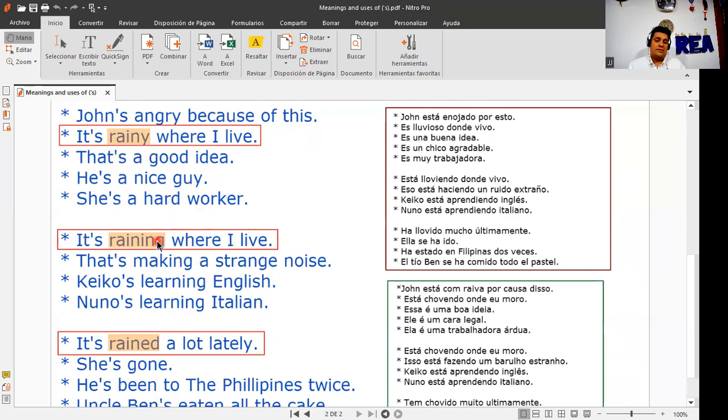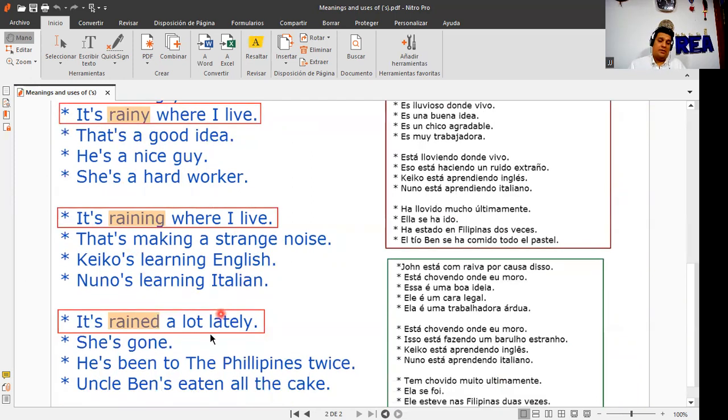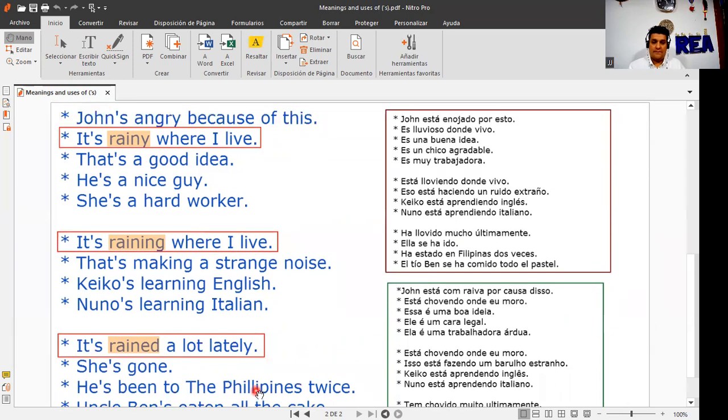Second examples, I'm talking about present continuous. It's raining where I live, that's making a strange noise, Keiko's learning English, Nuno's learning Italian. And third examples, I'm talking about present perfect. So if I say it's rained a lot lately, she's gone, he's been to the Philippines twice, Uncle Ben's eaten all the cake. Okay, so let's keep going, friends.